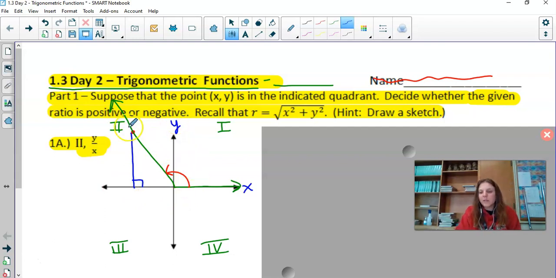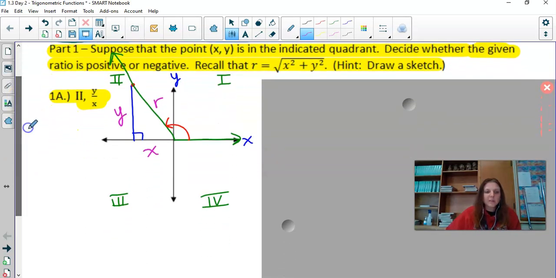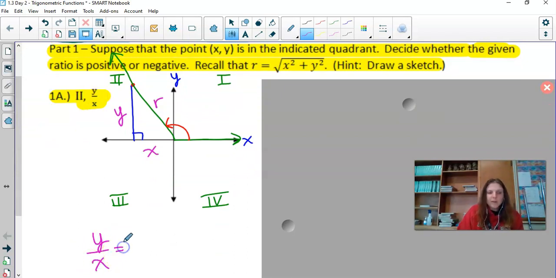So what I have now is a triangle, and it's not just any old triangle, it's a right triangle. Let's go ahead and label the sides, and we did this in the last lesson. So this is the x-axis, so this is side X. Find the hypotenuse, that's going to be side R, and then the other side would be side Y. What we're doing in this question is trying to decide whether this given ratio, this fraction right here, y over x, is positive or negative.